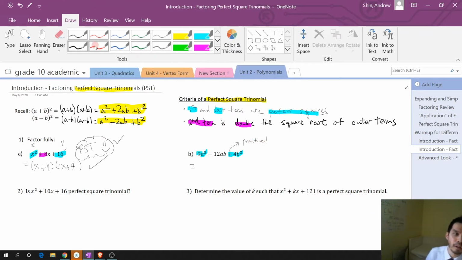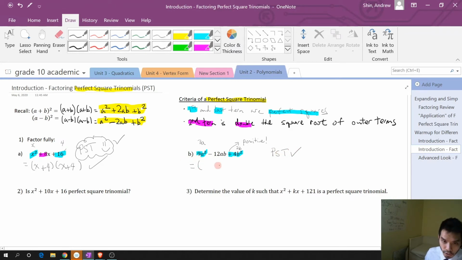Okay. So now we have to check out the second condition of a perfect square trinomial: if we take the square root of the outside terms. So what's the square root of 9a squared? That's going to be 3a. The square root of 4b squared is 2b. And we have 3a and 2b. Let's multiply them together. 3a times 2b is 6ab. If we double that, it's going to be 12ab, which matches this. So yes, it is a PST, a perfect square trinomial.